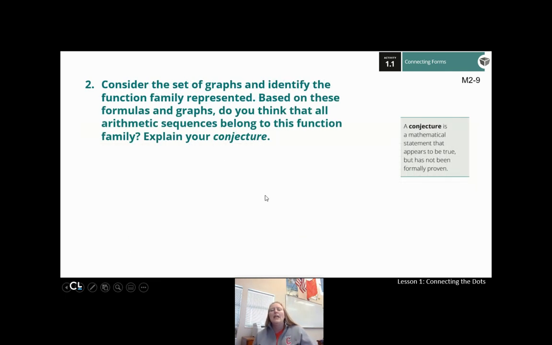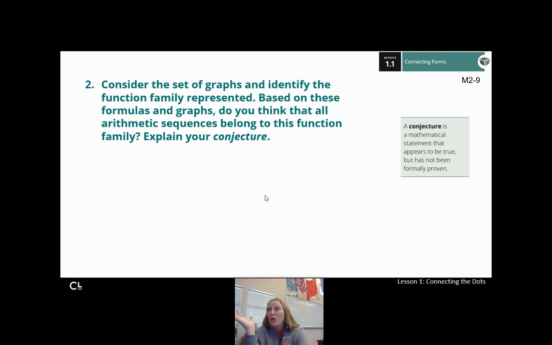Very doable. Now, looking at all 4 of those graphs that you just matched, I would like you to consider the set of graphs that we were just playing with, and identify the function family represented.